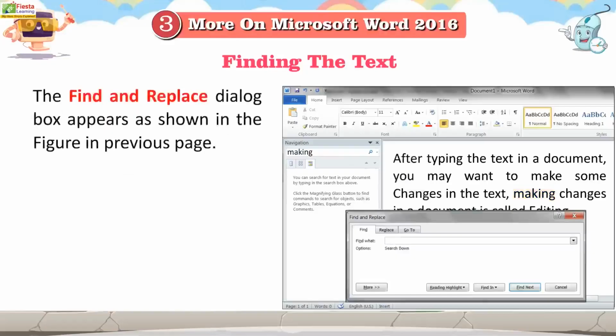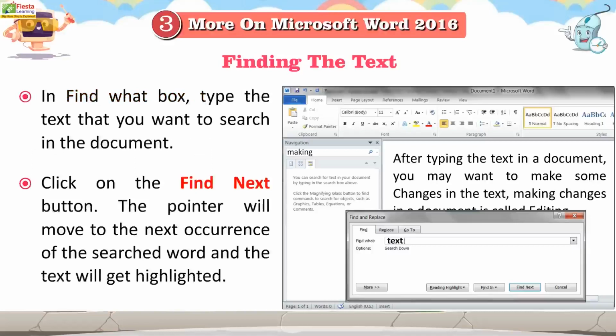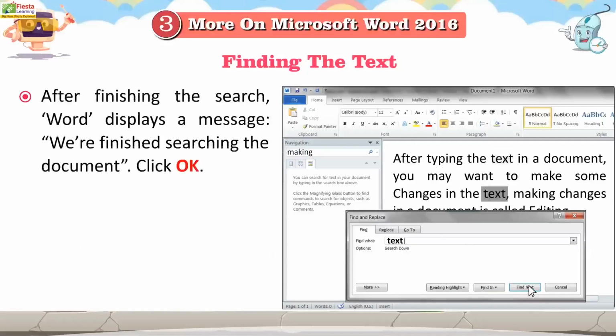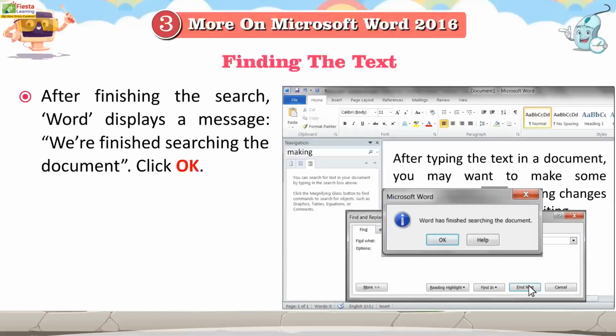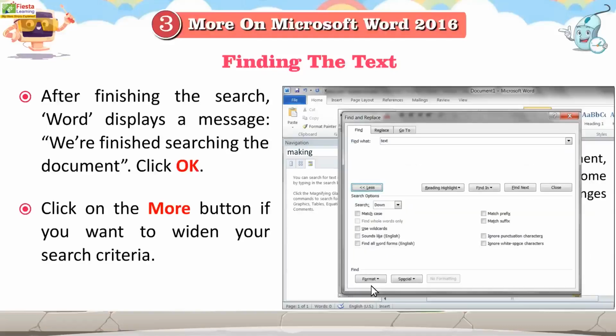The Find and Replace dialog box appears as shown in the figure on the previous page. In the Find What box, type the text that you want to search in the document. Click on the Find Next button. The pointer will move to the next occurrence of the search word and the text will get highlighted. After finishing the search, Word displays a message: we are finished searching the document. Click OK. Click on the More button if you want to widen your search criteria.